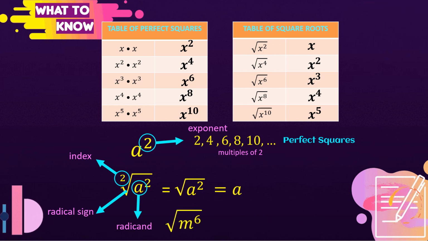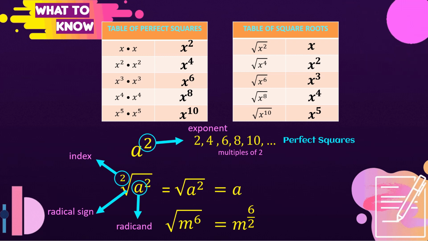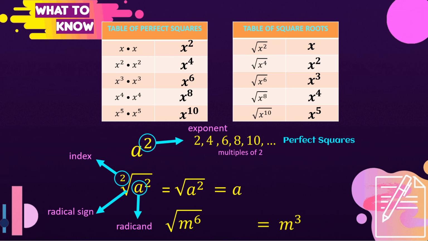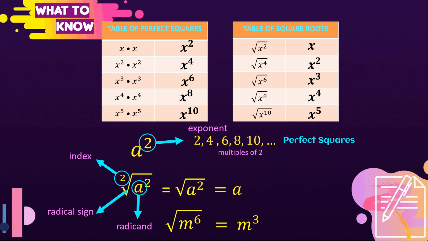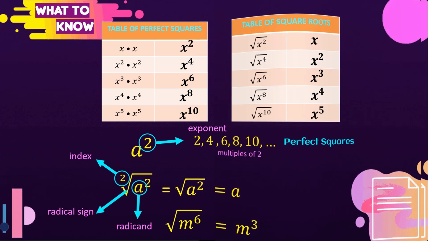Next, given the square root of m to the sixth, that is equal to m to the sixth divided by 2. So 6 is the exponent divided by the index 2. Then simplify, we get m cubed. Therefore, the square root of m to the sixth is equal to m cubed.